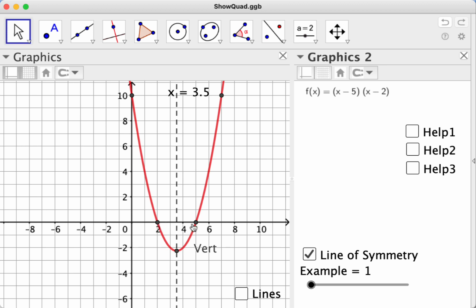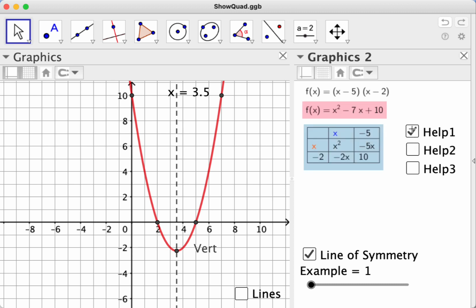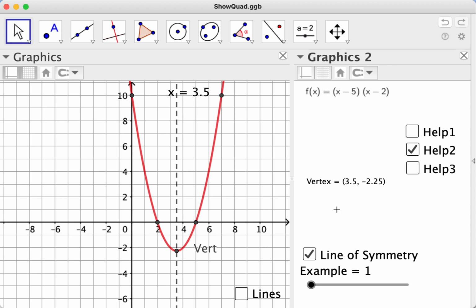Now, one of the things that you'll note is that the x value of this point right here is always going to be halfway between these two x values, the 2 and the 5. So halfway between 2 and 5, we have x equals 3.5. So if we then plug 3.5 in for x here, we'll be able to figure out what the vertex of our curve is going to be. In this case, it's negative 2.25. So this point right here has coordinates of 3.5 as the x and negative 2.25 as the y.